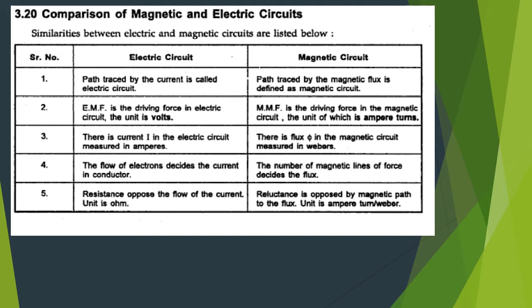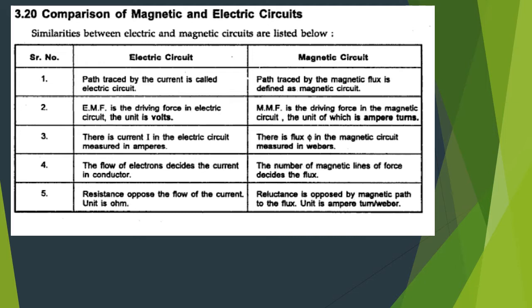Number 3, or the next similarity: in the electric circuit there is a current, denoted by letter I and measured in ampere. While in a magnetic circuit, if in the electric circuit current is a quantity, then there is a flux, denoted by letter phi, measured in Weber. 1 Weber is equal to 10 to the power 8 lines of force.